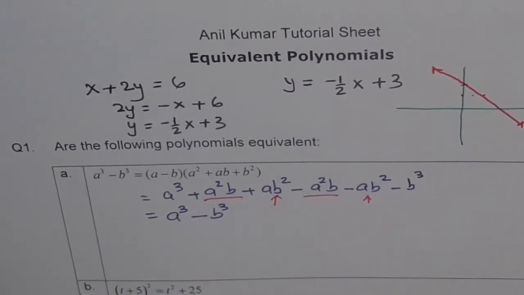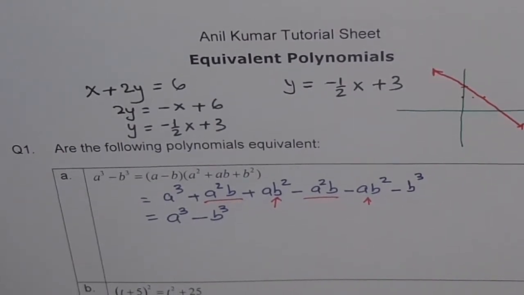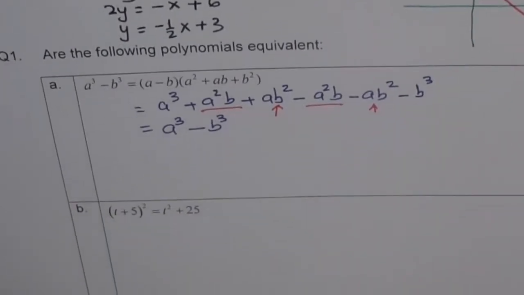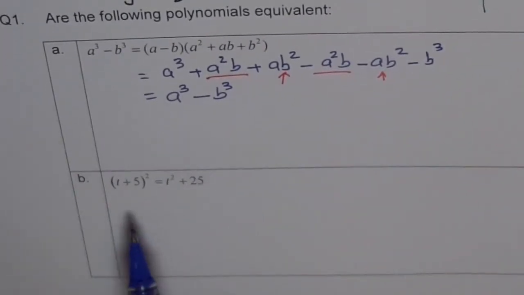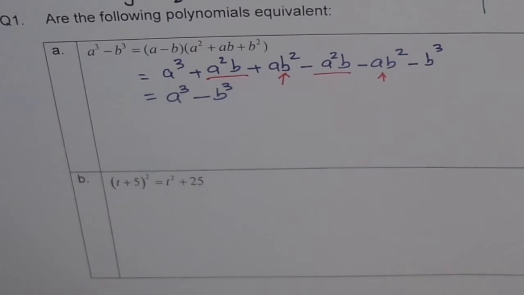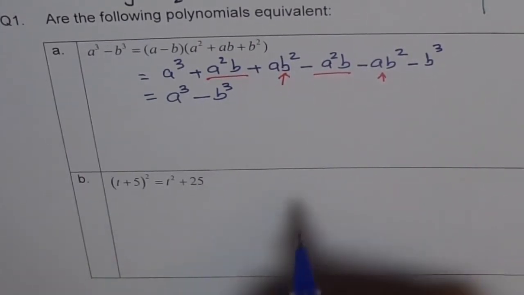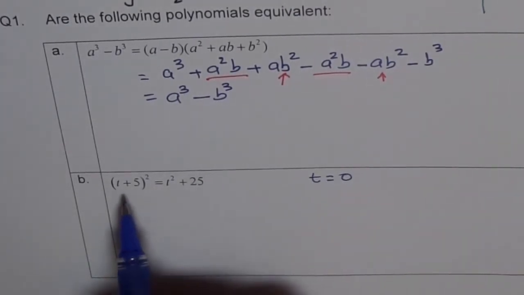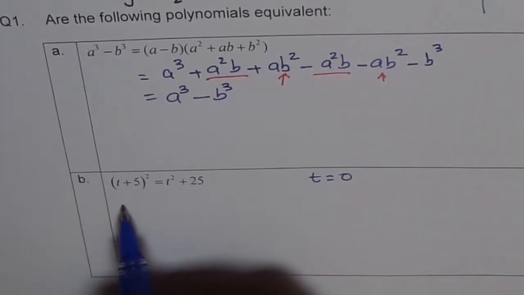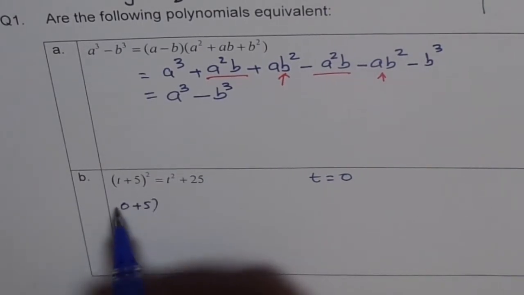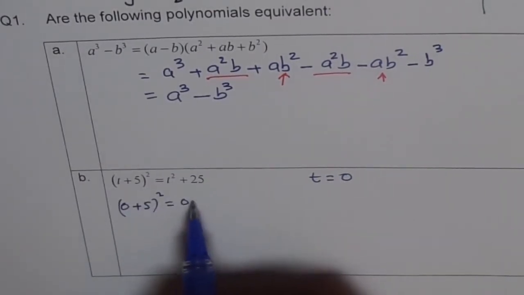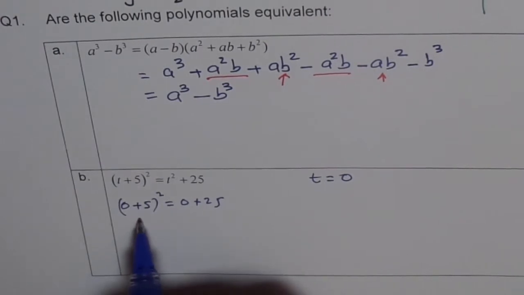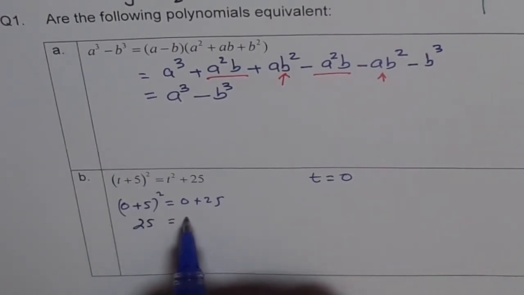Let's check this one. Here I can expand the left side, t plus 5 whole square, and check if I get the right side. Another way to do it is to plug in the values. So let's say t equals 0. In that case, let me write 0 here and test the left side. So I get 0 plus 5 square equals 0 plus 25, and I get 25 equals 25.